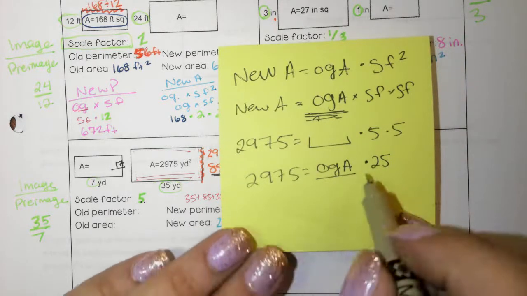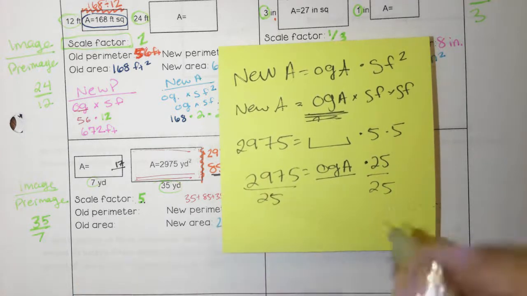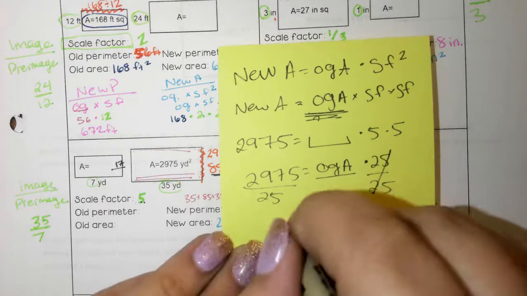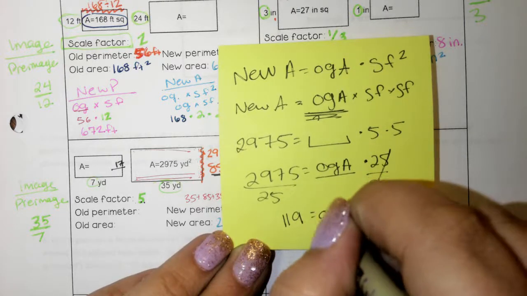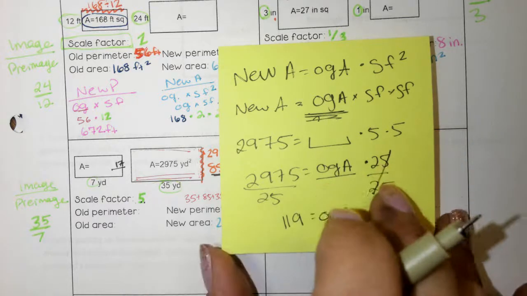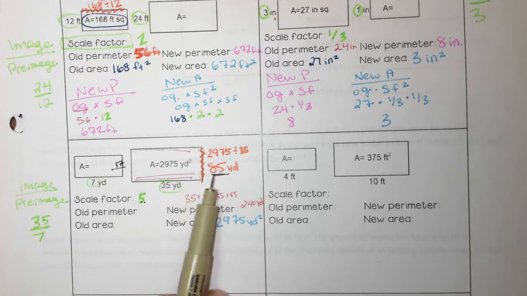Again, you can work backwards here. Just divide both sides by 25 to find the original area. 2,975 divided by 25 is 119. Just because that's a lot of working backwards with something that is brand new to us, I don't recommend using this unless this makes sense to you. I would much prefer that we, like I just did earlier, work backwards.